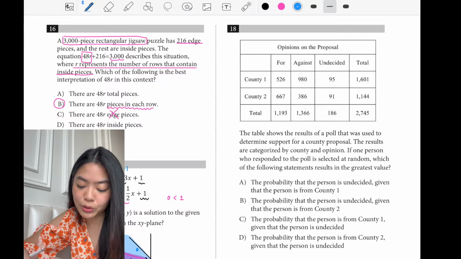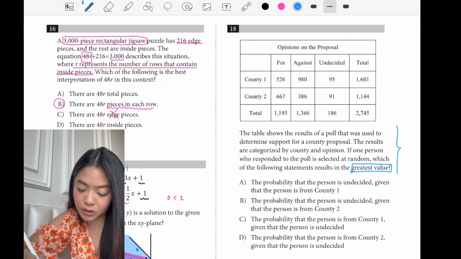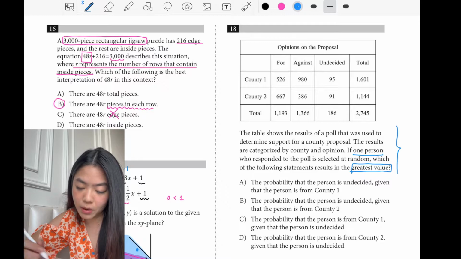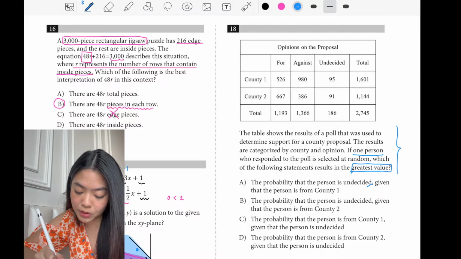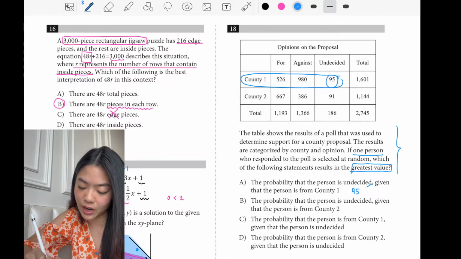18. The table shows the results from the poll. Okay, I'll let you scan here and read first, and then, which of the following statements results in the greatest value? If one person who responded to the poll is selected at random. Okay, so which one has the greatest? Let's see, A. The probability that the person is undecided, given that the person is from country 1, so country 1 is here and undecided is 95, so it's 95 over 1601.